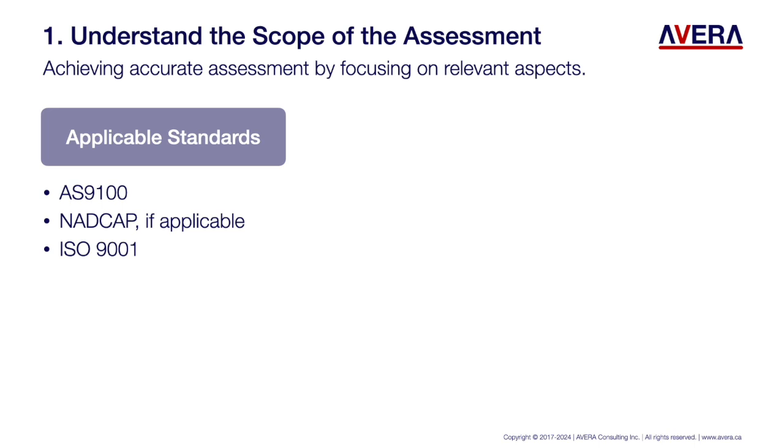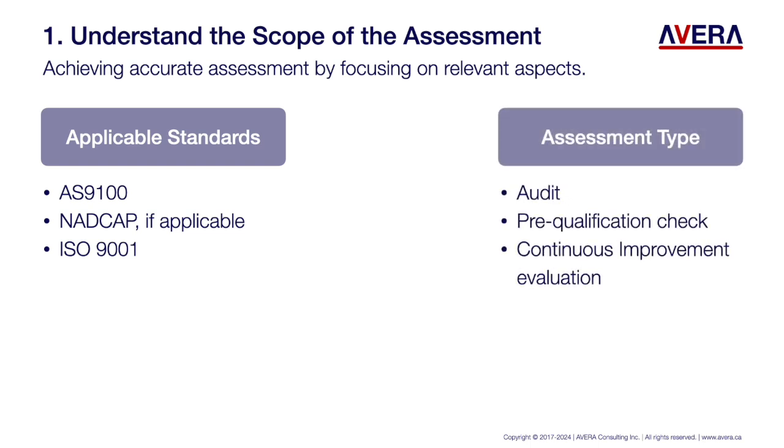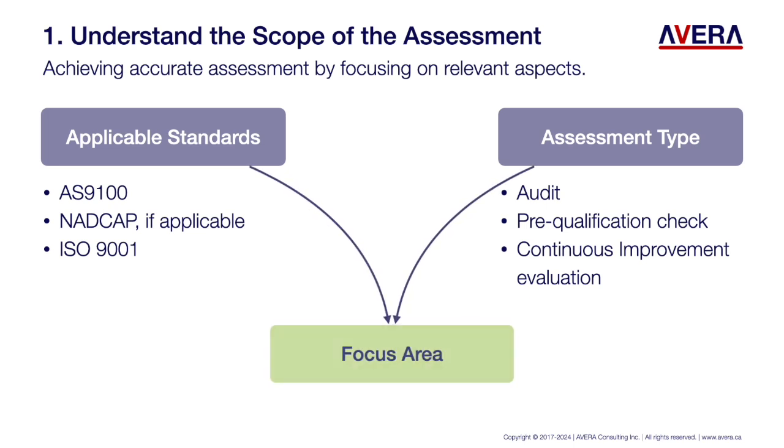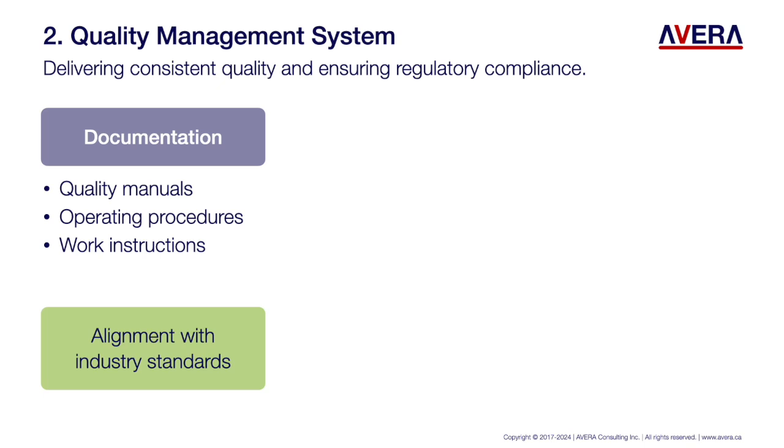Number 1, understand the scope of the assessment. Familiarize yourself with the specific standards applicable to aerospace suppliers, such as AS 9100, as well as NADCAP if applicable. Determine whether the assessment will be an audit, a pre-qualification check, or a continuous improvement evaluation. Put together, both the applicable standards as well as the assessment type will help you to anticipate the focus areas of the assessment.